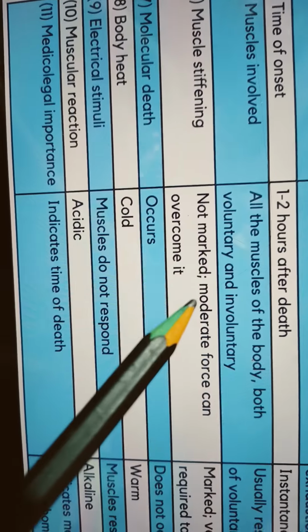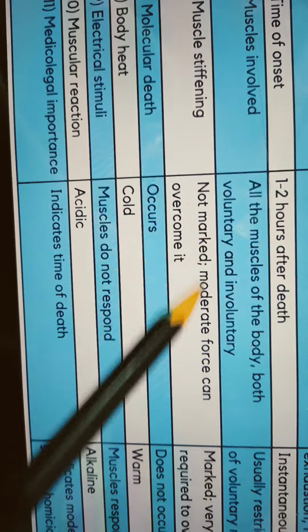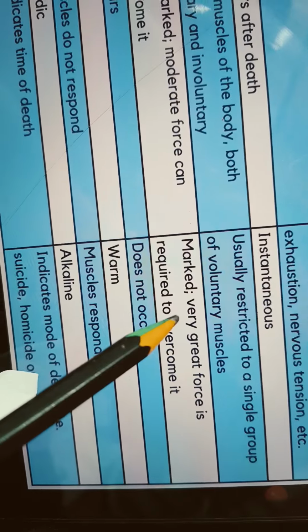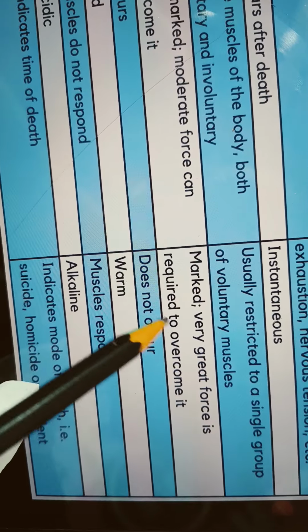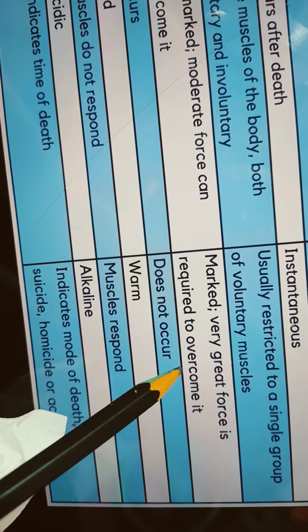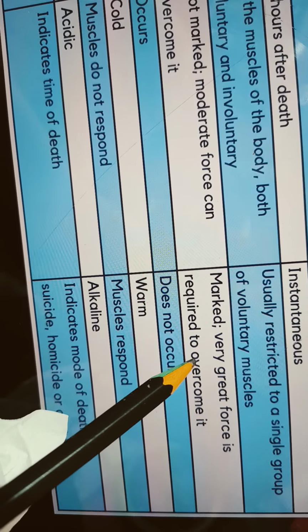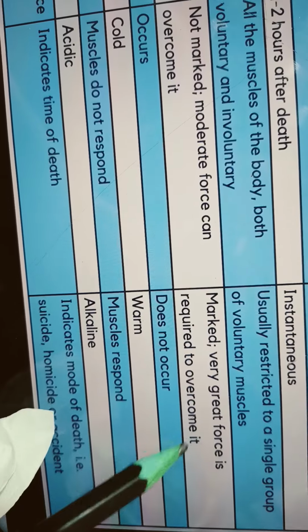Muscle stiffening is not marked in rigor, moderate force can overcome it. In cadaveric spasm these are marked, very great force is required to overcome it, because the muscle becomes very rigid.